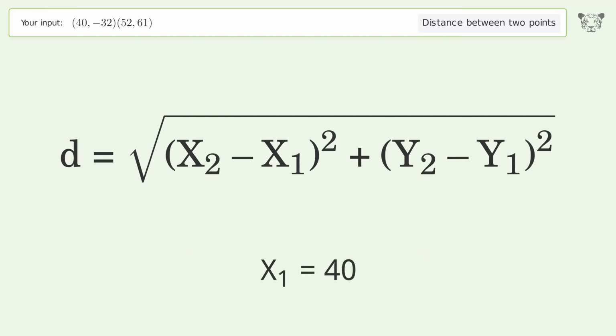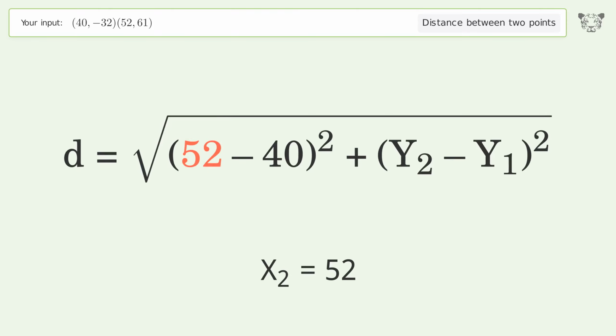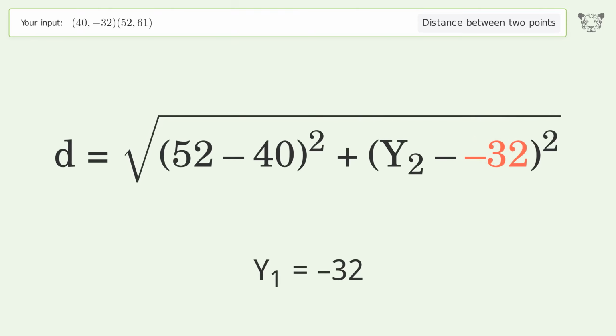x1 equals 40. x2 equals 52. y1 equals negative 32. y2 equals 61.